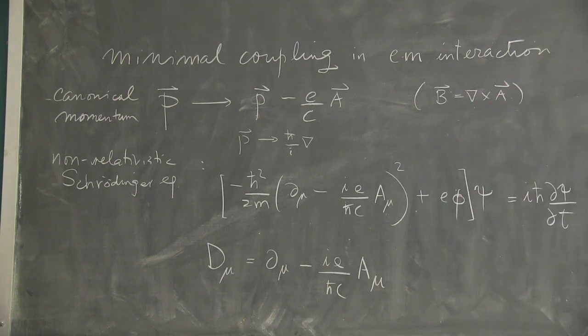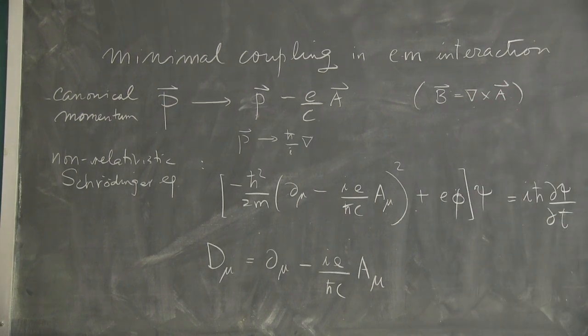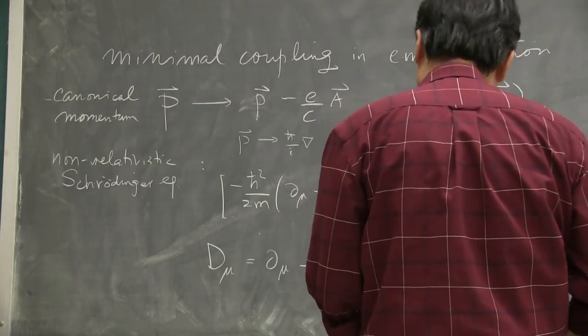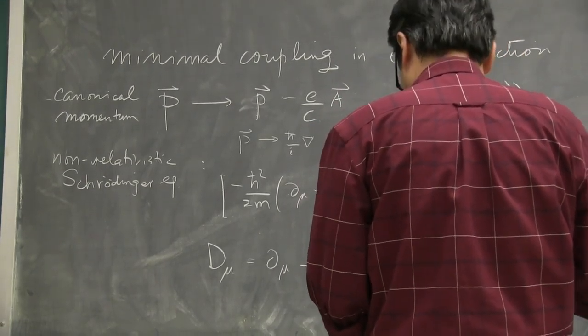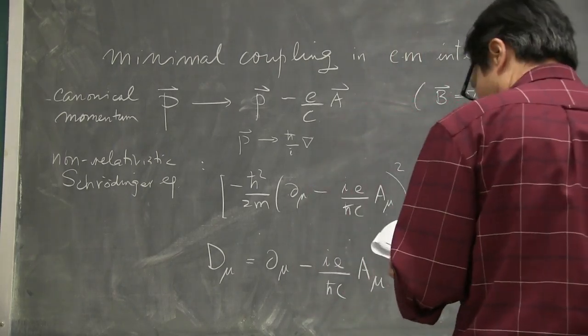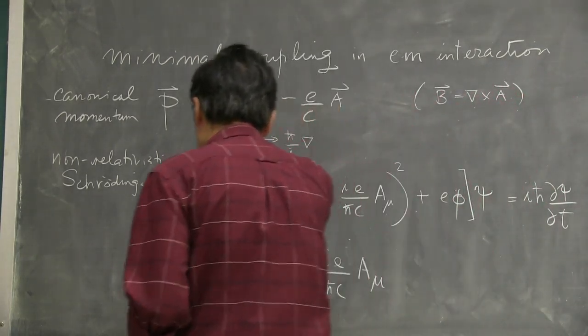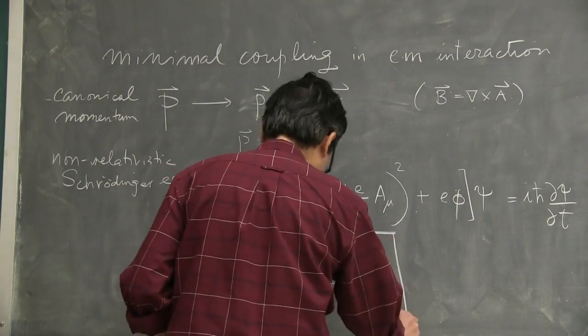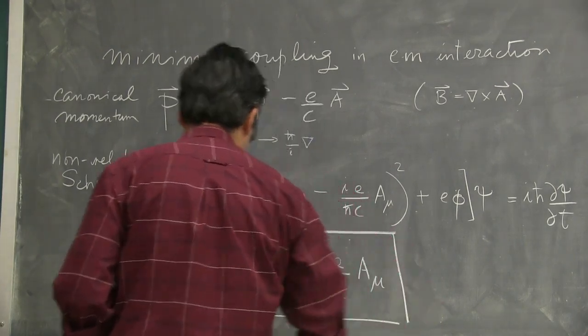I'll explain why it is called that. I think I started to explain that a little bit last time, okay? But let me just give you a review of it. And so this is the important thing in here. It's called a covariant derivative.